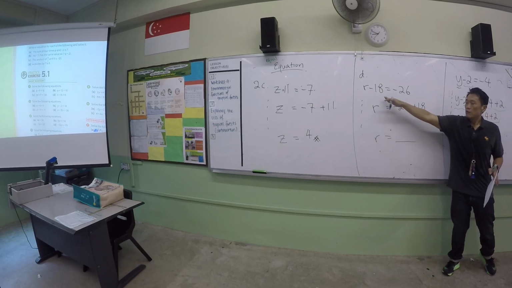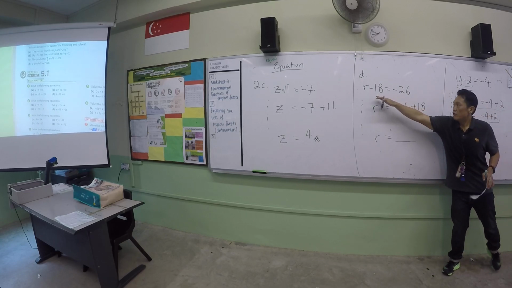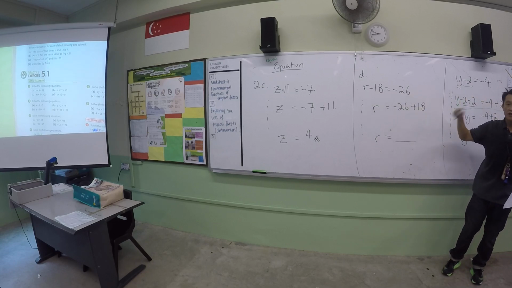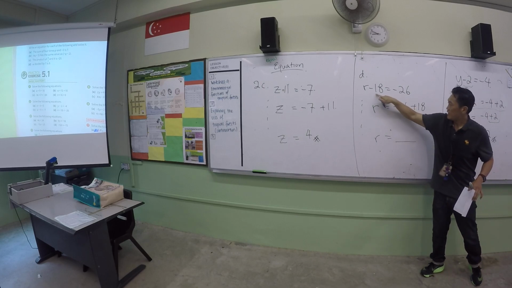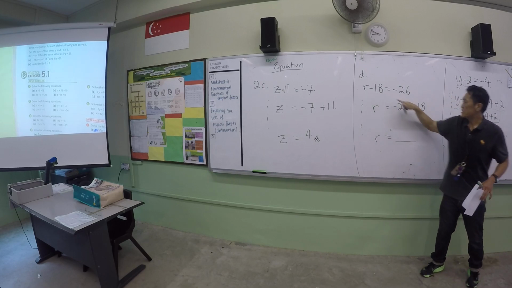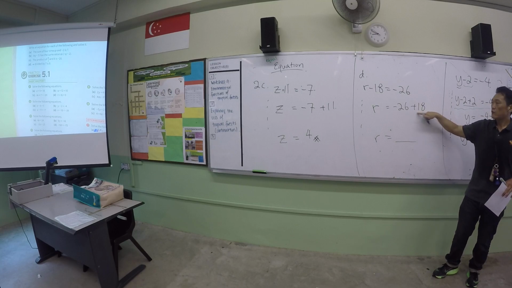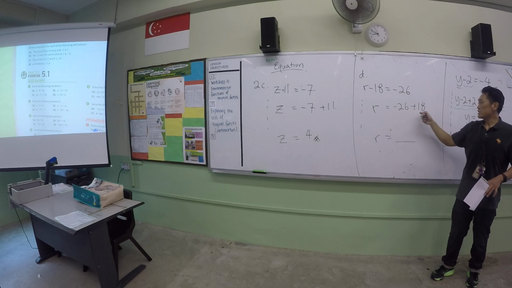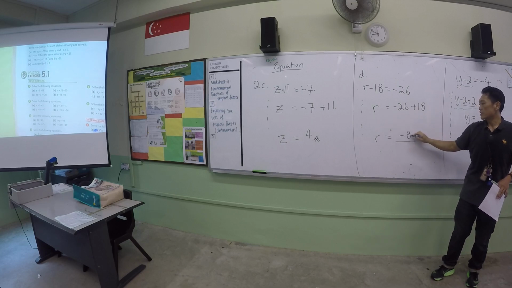Okay? Which is why it looks like minus 18 cross the equal sign become plus 18. But actually what is going on in my mind should be I add 18 to remove this. That's why I add 18 on both sides. Negative 26 plus 18, negative 8.